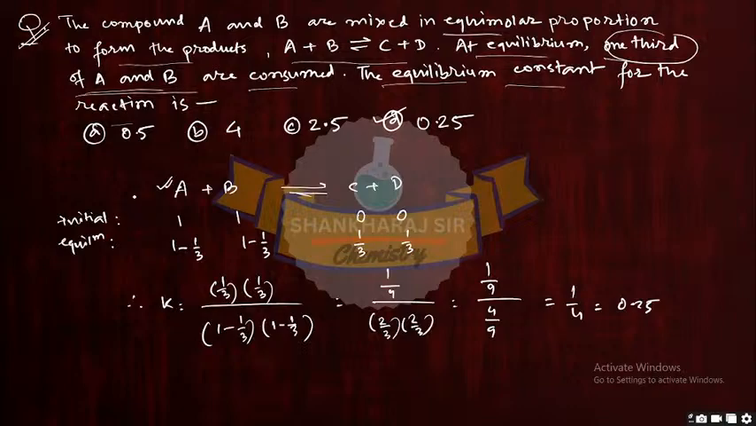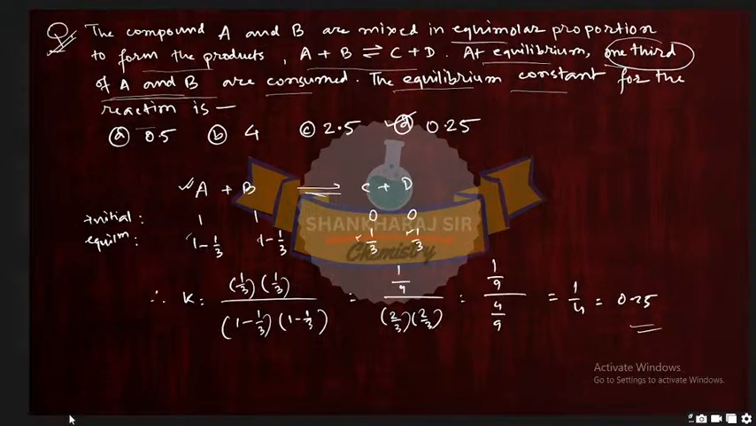After writing the reaction, mark the initial concentration. I have taken 1 mole of each, and the product obviously will be 0. At equilibrium, 1/3 of 1 is removed, and that 1/3 is formed as product. Now find the value of K. K is nothing but the concentration of product at equilibrium divided by the concentration of the reactants at equilibrium. After putting in these values we get 0.25, that is the answer, that is D. So this way we solve.